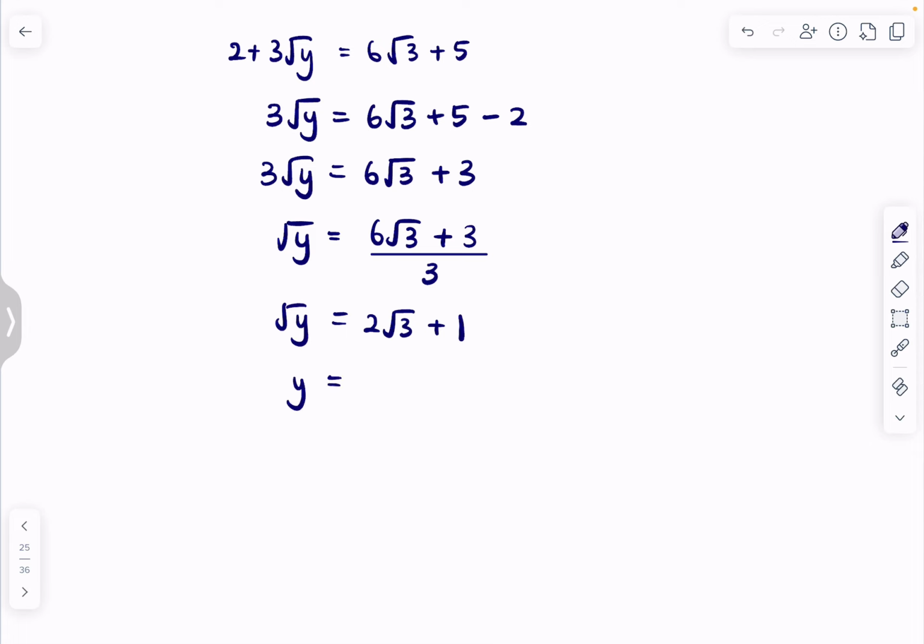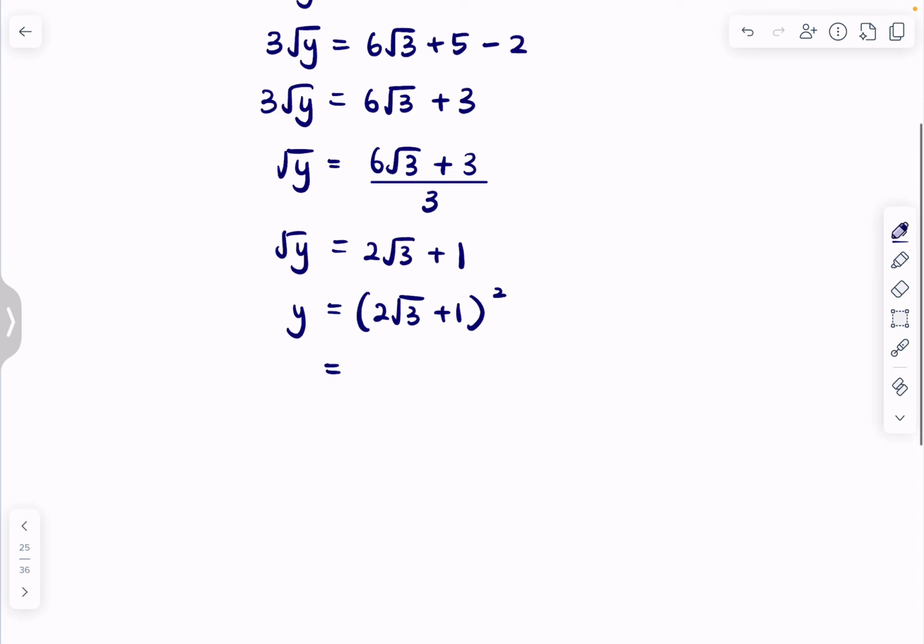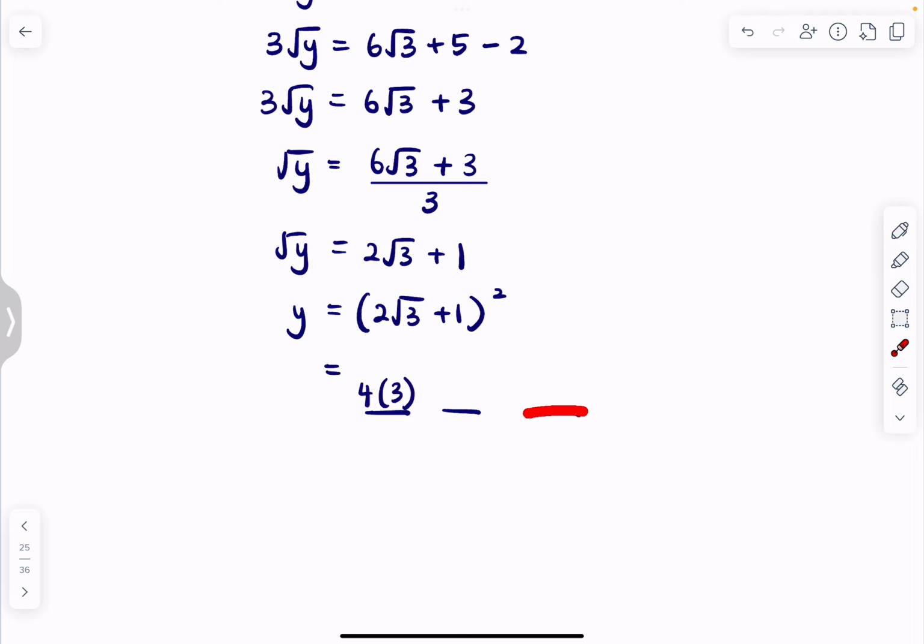So if you just want to find y, this whole thing we have to square. Because square root, we bring there will become square. So let's square this and expand. So the shortcut to expand this is, you will get 3 terms, 1, 2 and 3. The first term will be this square. So 2 square is 4, surd 3 square is just 3. Then the last term will be 1 square. So 1 square is just positive 1.